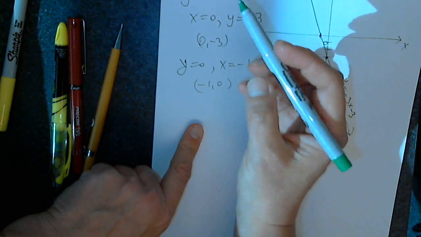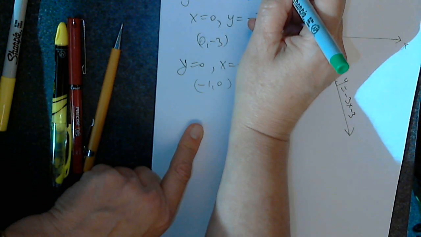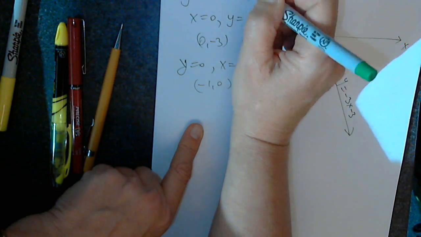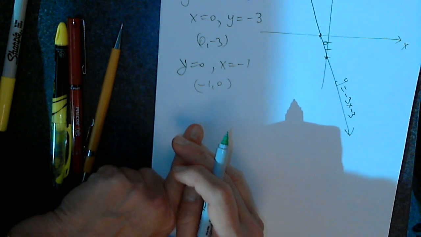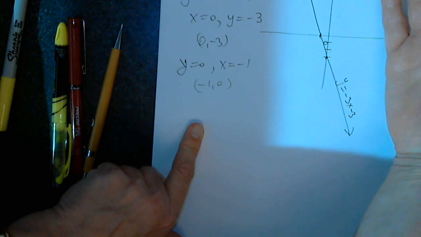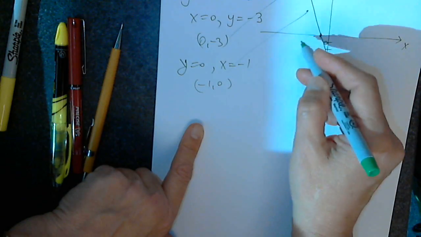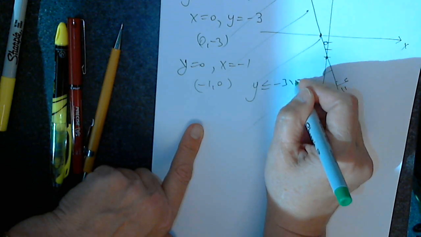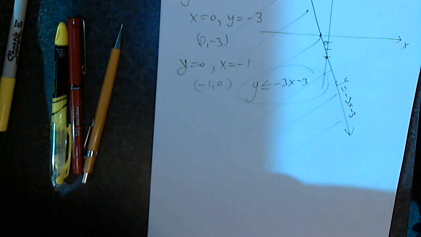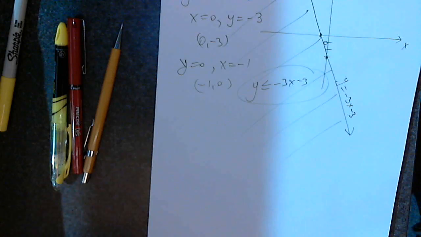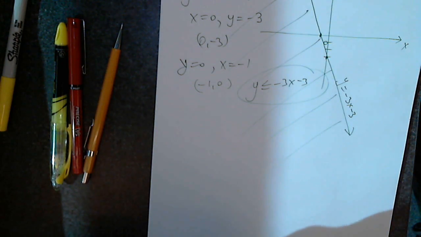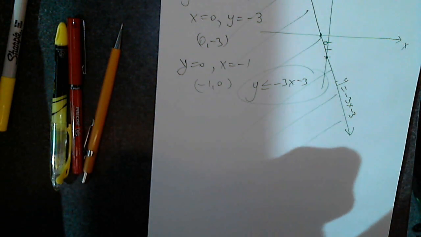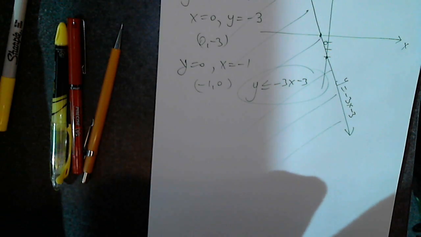I pick the origin, 0 less than or equal to negative 3, and the answer is false. 0 is not less than or equal to negative 3, so I cannot choose this. I have to choose this. And this is y less than or equal to negative 3x minus 3. And now the other one, I just copy it because there is no change there.